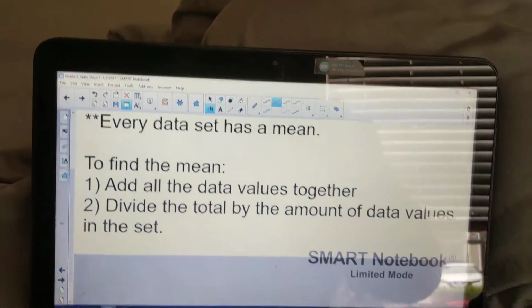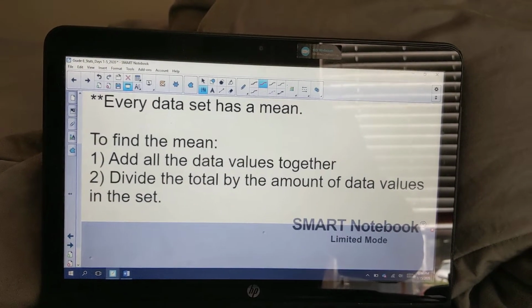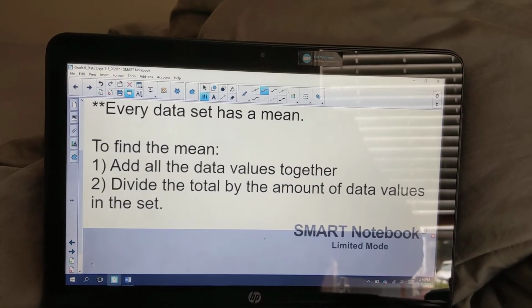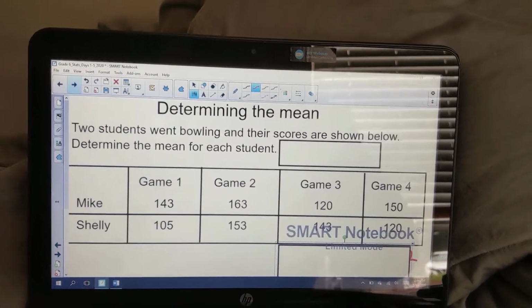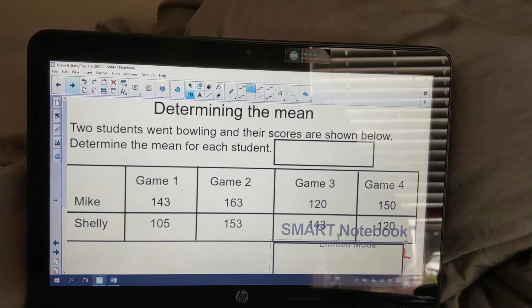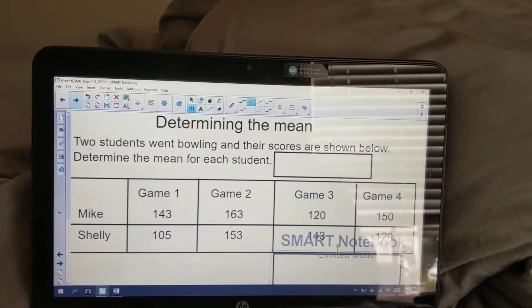And here's how you find it. It's a very simple process. You add all the data values together, and then you divide that total by the amount of data values in the set. So here we go. 2 students went bowling and their scores are shown below. Determine the mean for each student. So you see Mike has bowled 4 games.